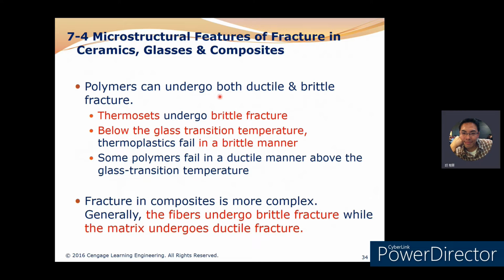Okay, so what are the categories of polymers or plastics? How many types? First is thermoset. One type of polymer is thermoset. Okay, so what is thermoset?